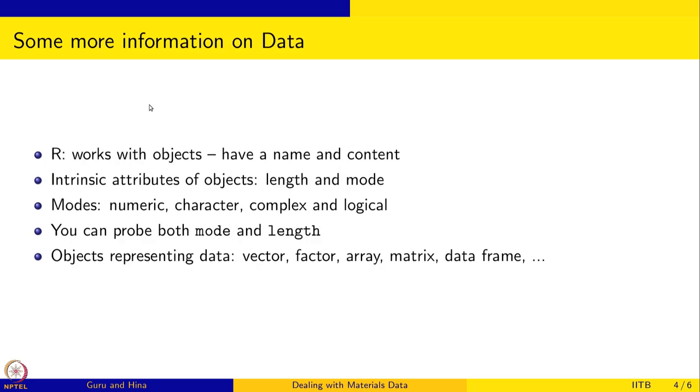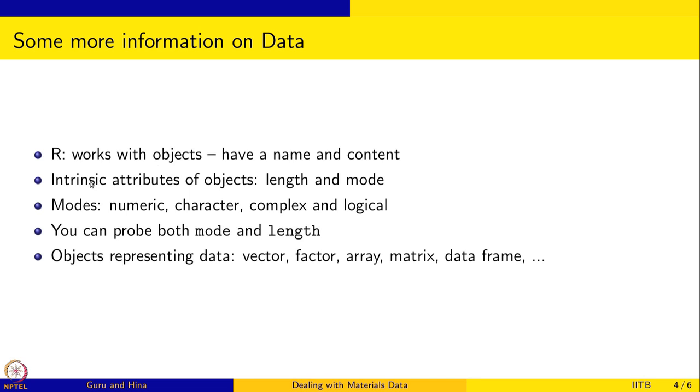But there are some more aspects that have been left out, and so I'm just going to mention them here, and I recommend that you read more about this with the available material online. So, R works with objects, as you have noticed. And each of these objects has a name and content. For example, we have this variable name element or x, and it has some content. So, it is 15 observations and 4 variables, etc.